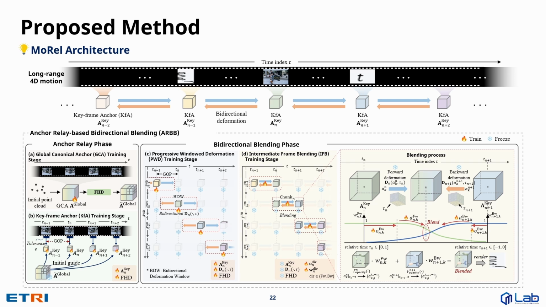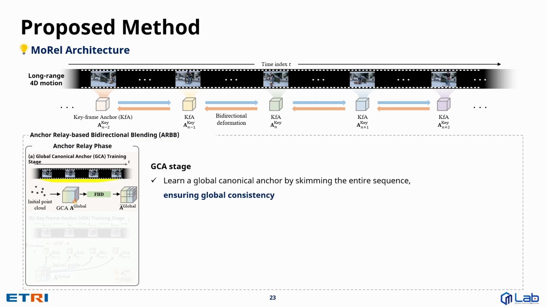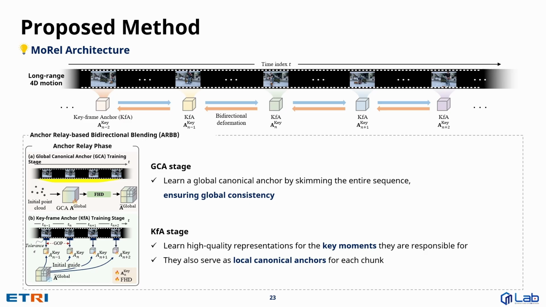Our framework is built on anchor relay-based bidirectional blending, or ARBB, for long-range 4D motion modeling. It consists of two phases, the anchor relay phase and the bidirectional blending phase. Anchor relay phase. First, in the GCA stage, we learn a global canonical anchor by skimming the entire sequence, which provides global consistency. Then, in the KFA stage, we learn high-quality representations for key moments. These keyframe anchors also serve as local canonical anchors for each chunk.